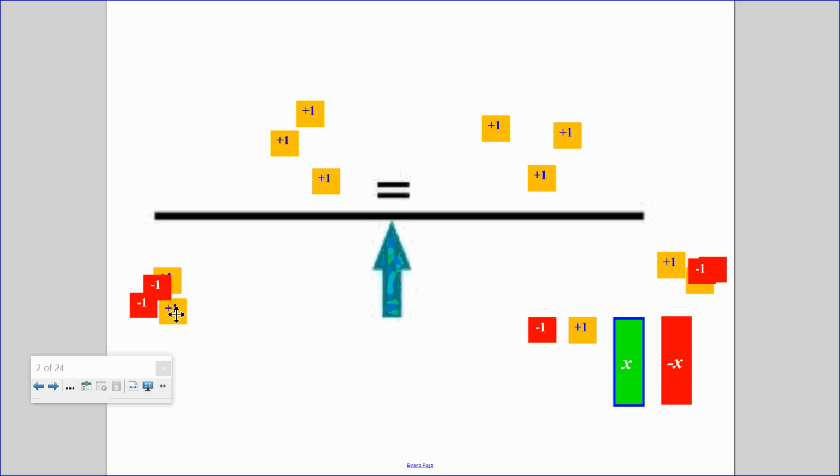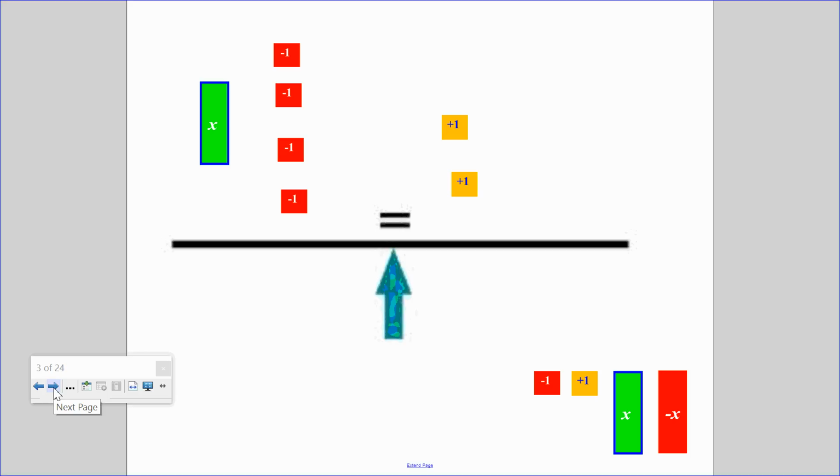So in an equation, both sides need to be equal to each other. Whatever you do on the left side, you need to do on the right side. Whatever you do on the right side, you need to do on the left side. So for example, we have our problem here. We have x plus -4 equals 2.